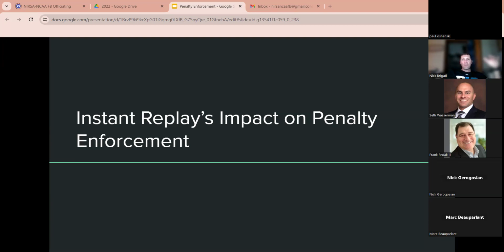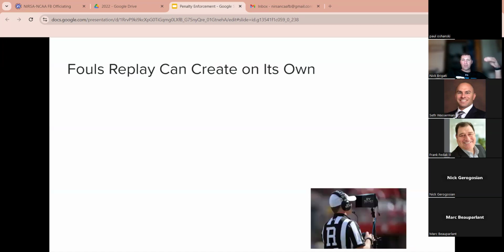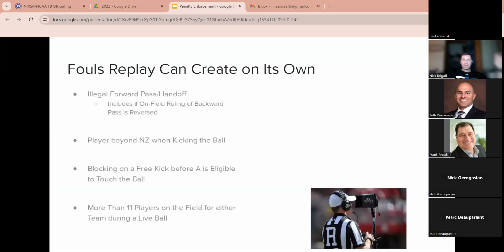So there are some specific fouls that instant replay can create on its own. Those fouls include illegal forward pass or illegal forward handing, and that would include if we originally ruled a pass backward, but replay can prove that it's forward. We could then create an illegal forward pass if, like, they were trying to throw one of those swing passes out into the flat to a receiver who was supposed to catch a backward pass, and he throws a forward pass. If we reverse the ruling on the field of that first pass to forward, that makes the second forward pass now an illegal forward pass, and replay could create that as a foul.